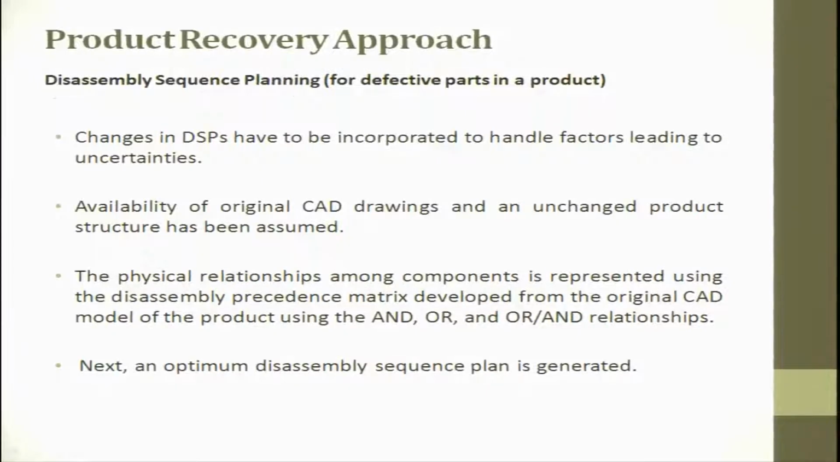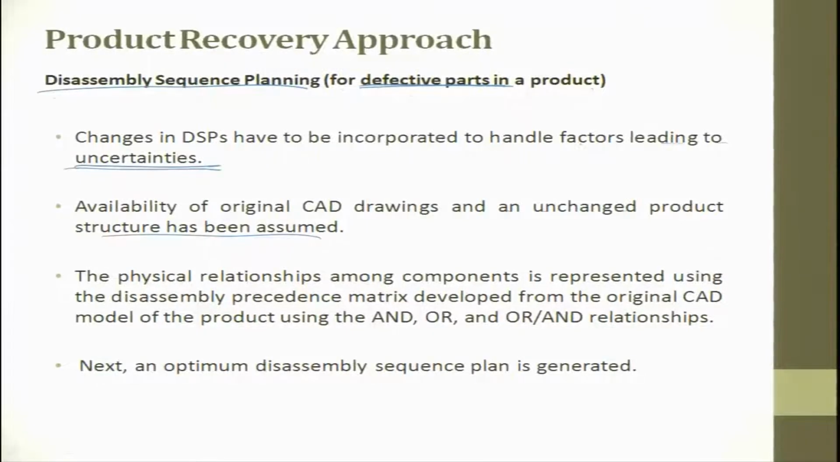The disassembly level planning for defective parts in a product. Till now we were talking about original new parts. Now we talk about defective parts in a product. Changes in DSP, disassembly sequential planning, have to be incorporated to handle factors leading to uncertainty. Uncertainty leads to defects. Availability of the original CAD drawing and unchanged product structure has been assumed.